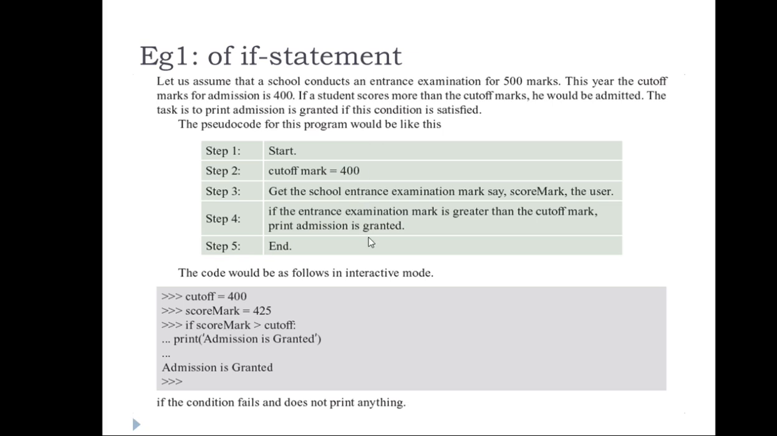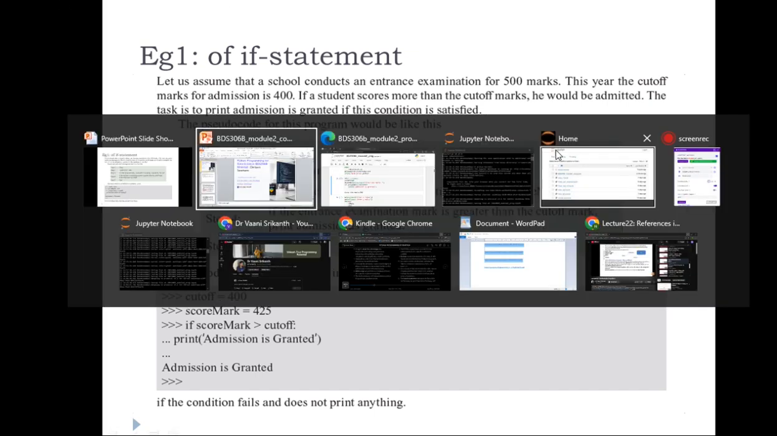So first you decide what are the steps that you want in your program. So let's say start, and then you say I'm going to assign 400 to some variable cutoff mark, and the third step would be I will be asking the user to input the marks. We ask the user and put that in score mark. Then we are going to put the condition. If the marks entered by the user is greater than or equal to the cutoff mark, then admission is granted. Otherwise it's end. Okay, because here we are not doing otherwise, because it's just a simple if statement. Now let's try this in the Jupyter notebook.